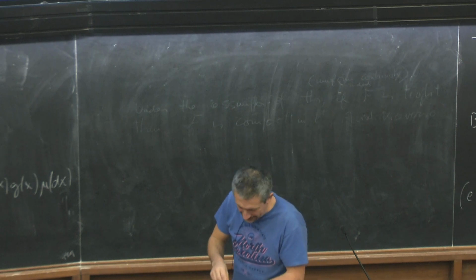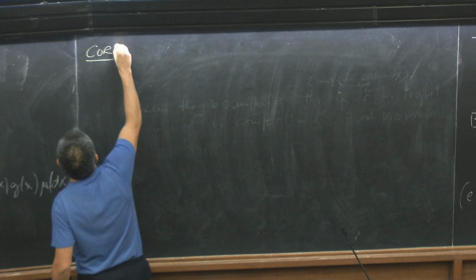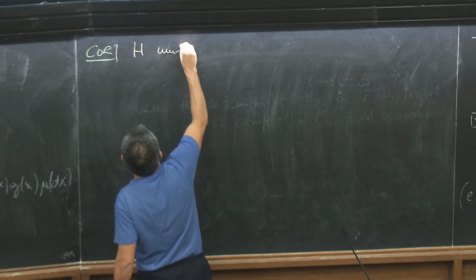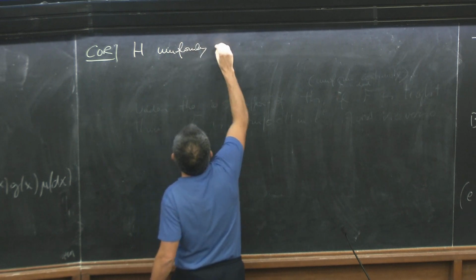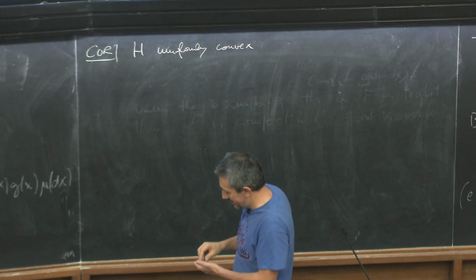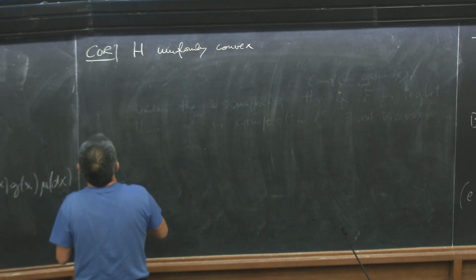Oh, no, there is still one result, sorry. Proposition or corollary: H is uniformly convex. Okay, the proof is this guy, no? There is nothing else to prove. So, proof.